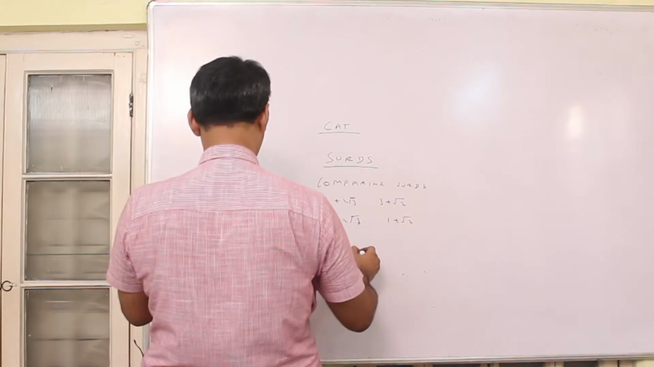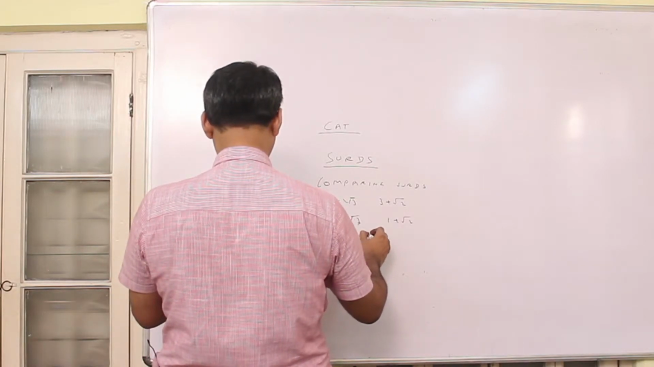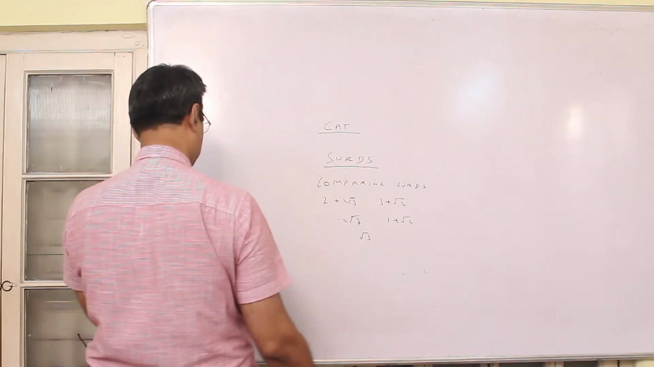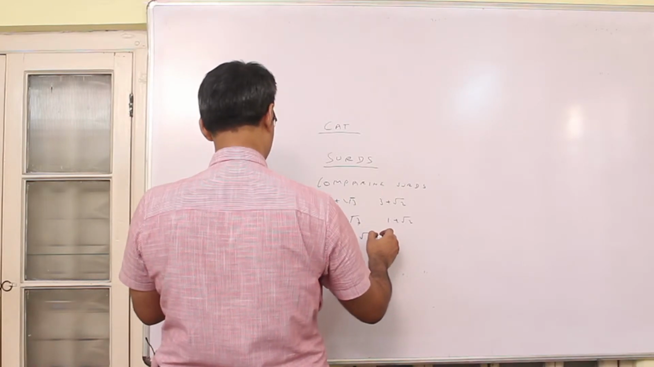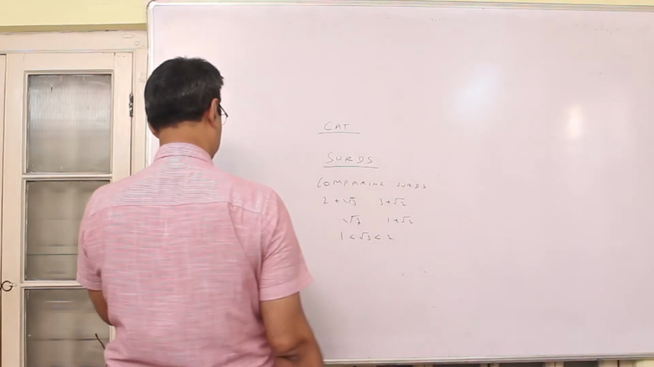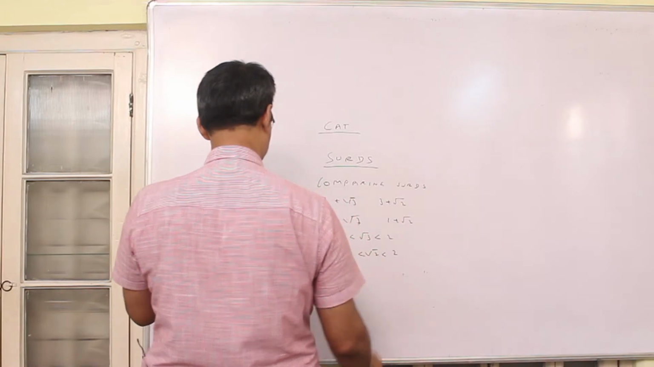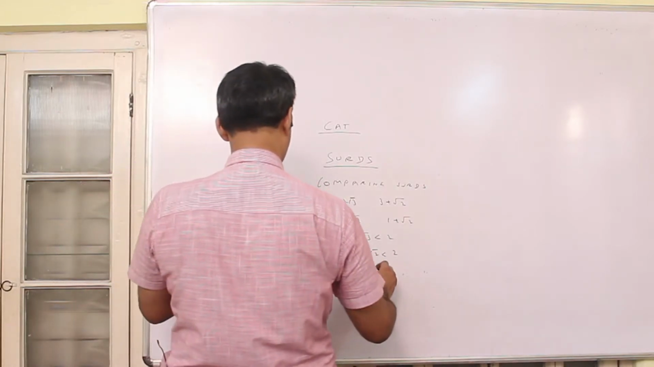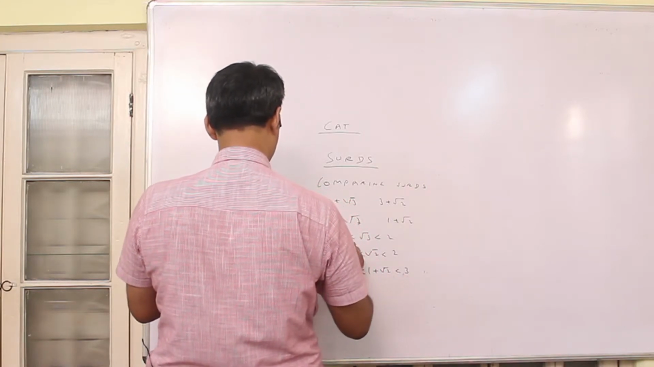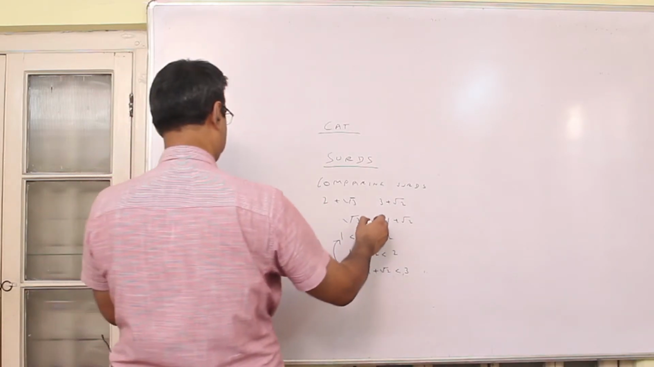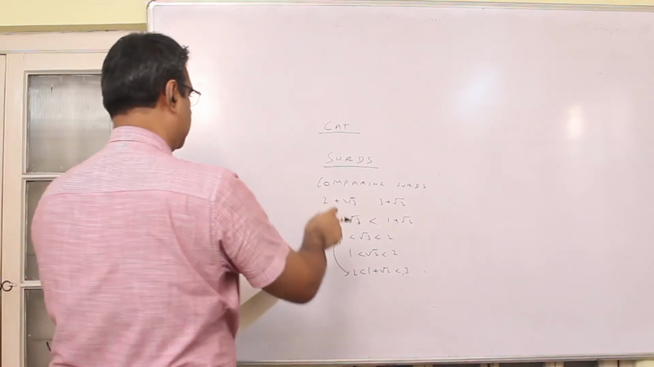So in this case, what we can do is that we can say that root 3 lies between 1 and 2, and root 2 also lies between 1 and 2. So automatically 1 plus root 2 will lie between 2 and 3. So if you look at these two, you will realize that 1 plus root 2 is bigger than root 3. So in this way you can compare these two surds.